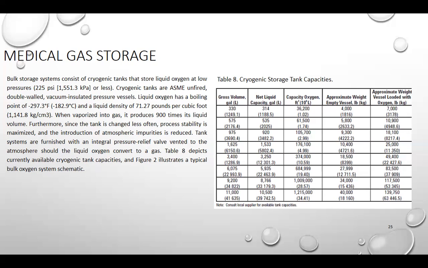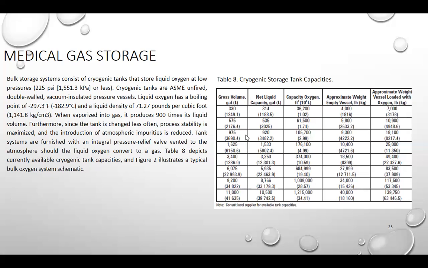Furthermore, since the tank is changed less often, process stability is maximized, and the introduction of atmospheric impurities is reduced. Tank systems are furnished with an integral pressure relief valve vented to the atmosphere should the liquid oxygen convert to a gas. Table 8 depicts currently available cryogenic tank capacities, and Figure 2 illustrates a typical bulk oxygen schematic.